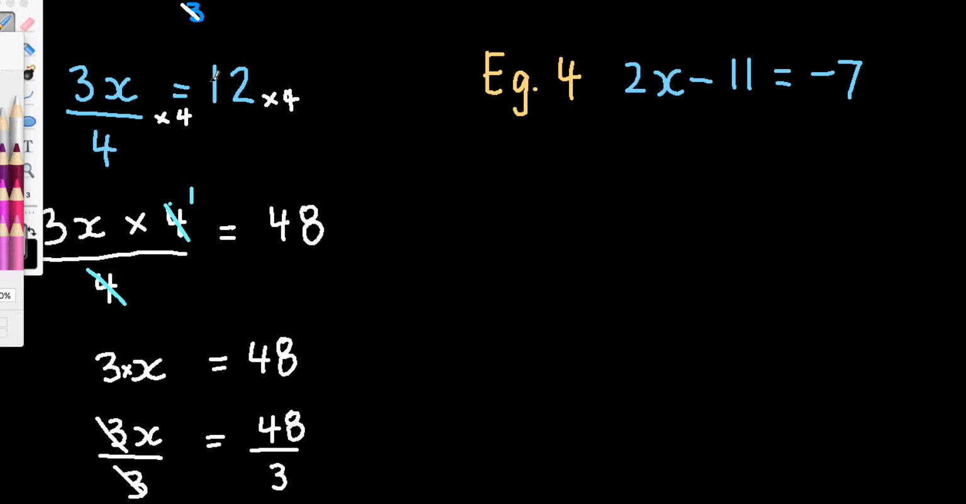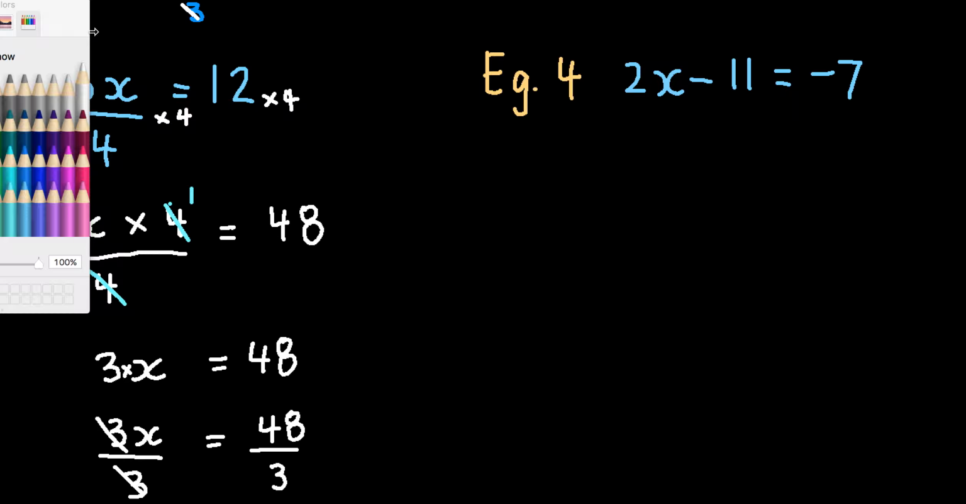Okay, this one over here, I've got a negative on the right-hand side. So I just wanted to show you that it doesn't matter there's a negative there, because I can still do the same thing that I normally do. Just have to be careful when I'm adding or subtracting with negatives. So just like before, 2x, then take away 11. So I'm going to add that 11 on first.